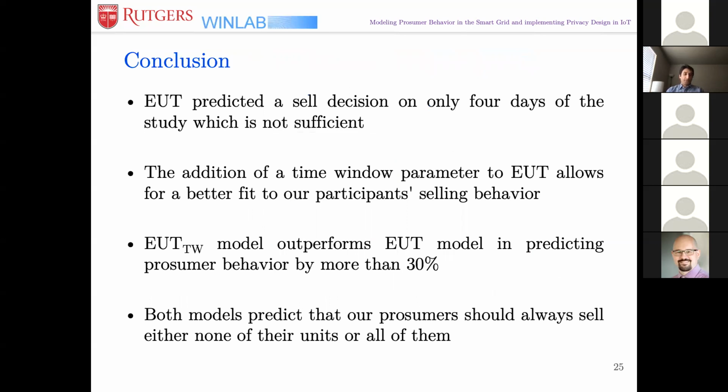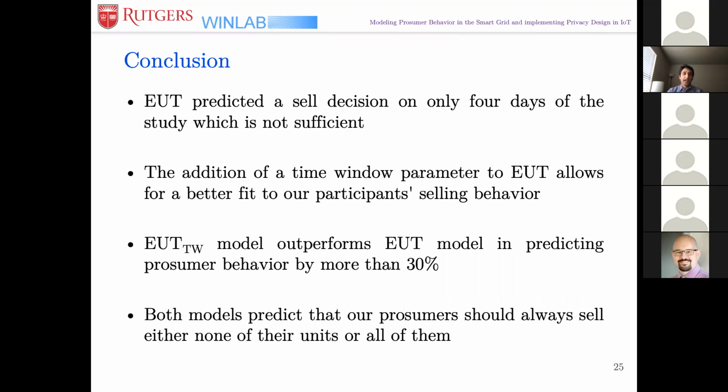Given the parameters defining this study, EUT predicted the sell decisions on only 4 days of the study, while many participants sold much more frequently than EUT predicted. And adding a time window parameter to EUT allows for a better fit to our participants' selling behavior.